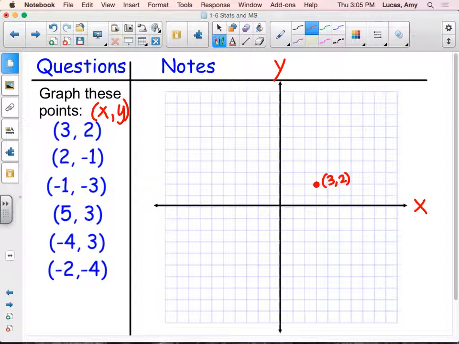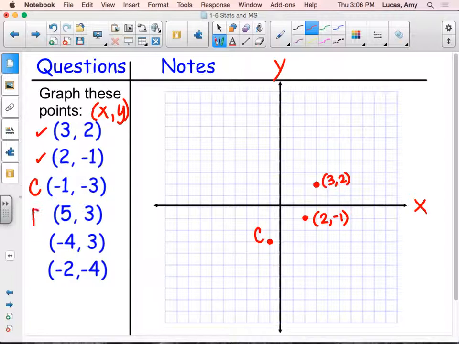My next ordered pair is 2, negative 1. So on the x-axis, positive 2. Then on the y-axis, negative 1 would be down 1. So positive 2, negative 1. Sometimes ordered pairs have a letter that they want you to label them with. For example, they might say that this is C, negative 1, negative 3. So then I would go to negative 1 on the x-axis, left 1, negative 3 on the y-axis, down 3, like this, and label it with the letter C.